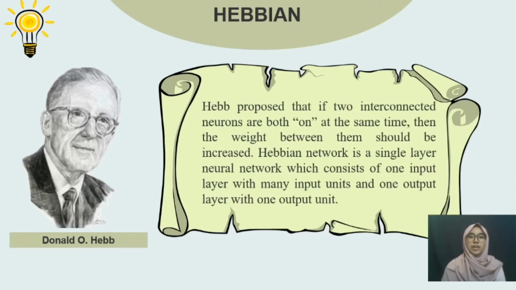So, in this part 1, I will explain about Hebbian. Hebbian is one of the simple and old learning rules for neural networks. Hebbian was introduced by Donald Hebb in 1949, who proposed that if two interconnected neurons are brought on at the same time, then the weights between them should be increased. A Hebbian network is a single-layer neural network which consists of one input layer with many input units and one output layer with one output unit.